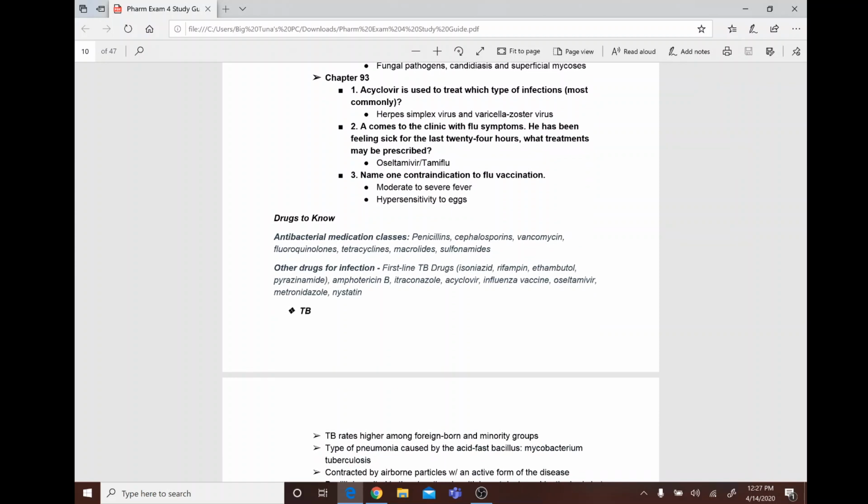A patient comes to the clinic with flu symptoms, has been feeling sick for the last 24 hours. What may we give them? Oseltamivir, Tamiflu. Name one contraindication to flu vaccines. Moderate to severe fever, hypersensitivity to eggs.